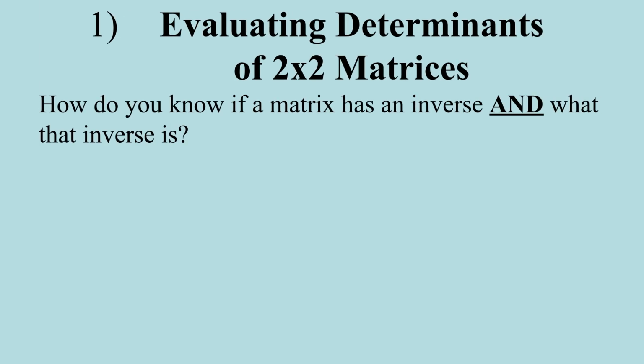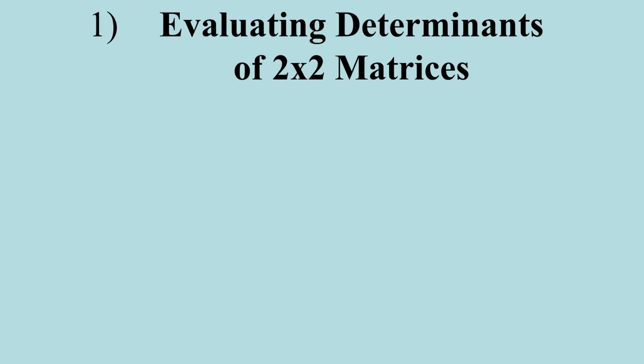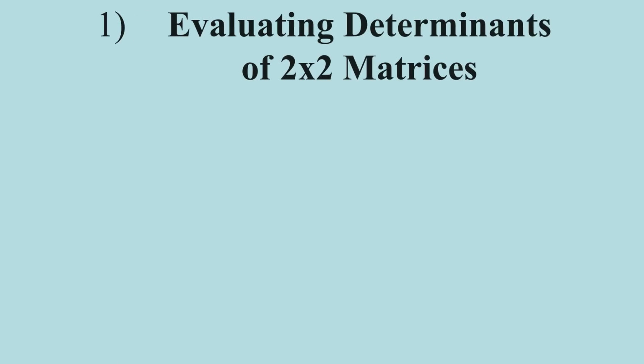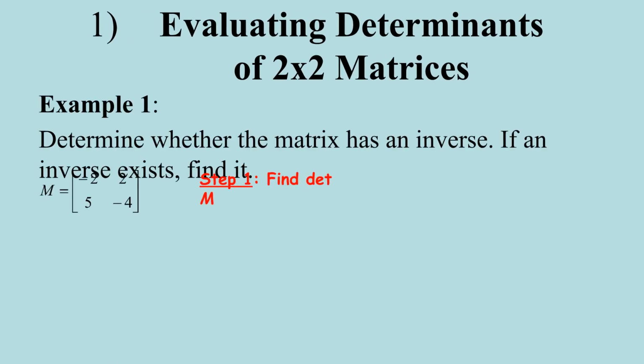How do you know if a matrix has an inverse, and how do you find that inverse? The determinant helps you know if an inverse exists. The equations for finding an inverse matrix are provided on page 201 of your textbook. An inverse exists if the determinant is not equal to 0. Let's work through example 1. Determine whether the matrix M has an inverse. If an inverse exists, find it.